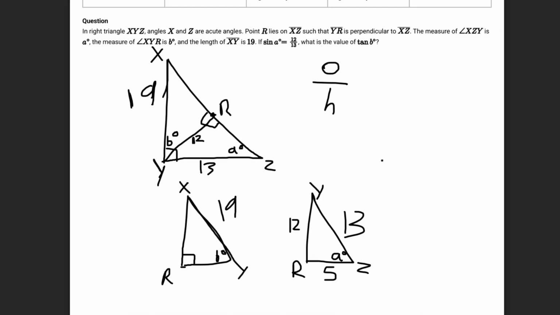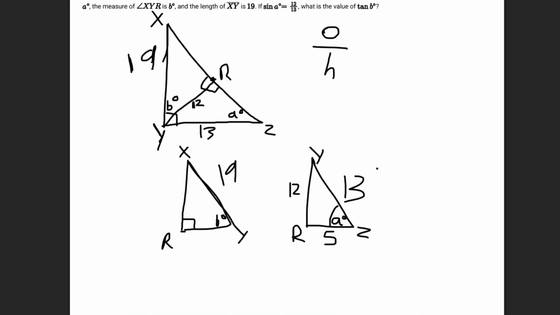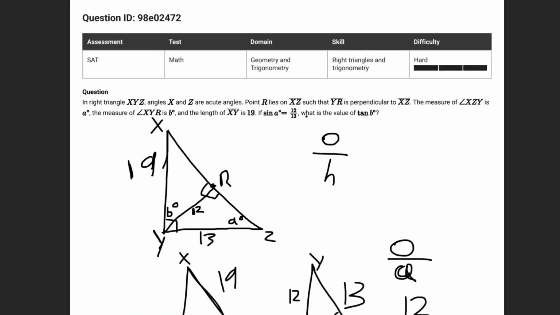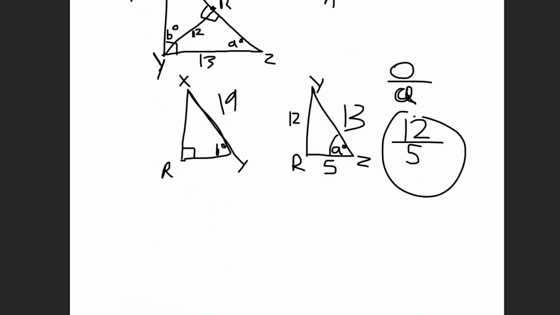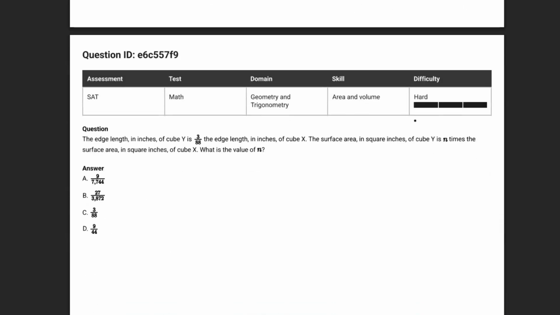And what is the value of tangent of B? We can just find tangent of A. Tangent is opposite over adjacent. The opposite is 12, the adjacent is 5, so 12 over 5 is the value for tangent of A, but it's also the same value for tangent of B. So that's going to be our final answer.